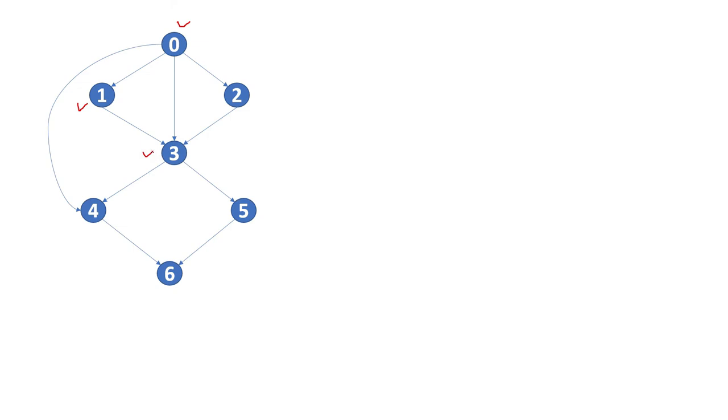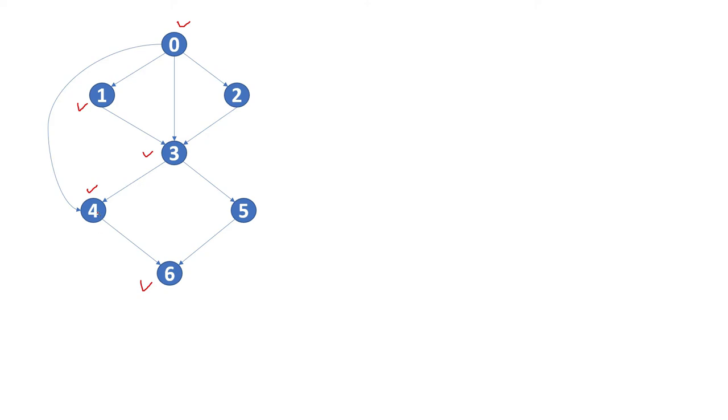So we have to visit this node. Then from 3, what are the adjacent nodes? 4 and 5. Let's take the first one, 4. From 4, what are the adjacent nodes? Only one present, 6. And we reached our destination. Now, after reaching our destination, we have to go back to the previous node to check whether any other path is present or not, right?